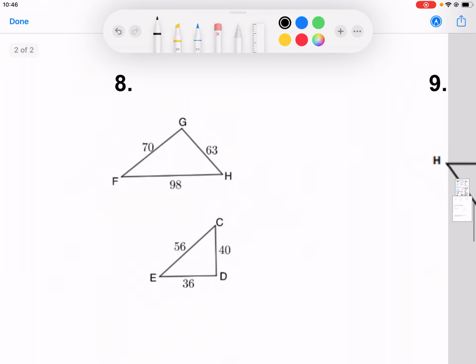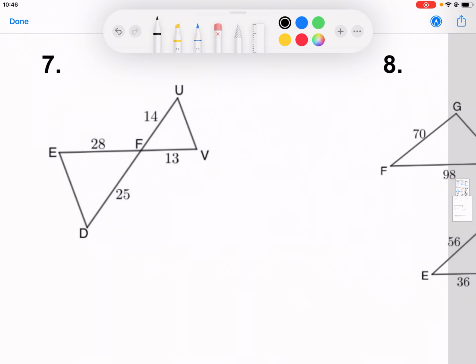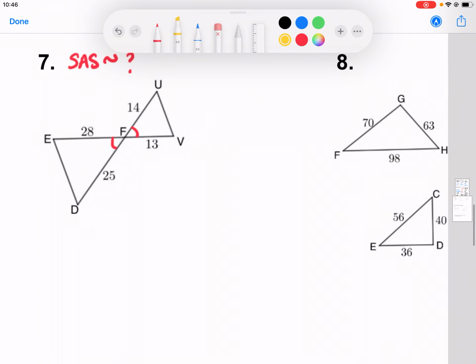Let's do a few more of these, kind of get a better understanding. So for number 7, once again, if you see vertical angles, you have those. So this is another possibility of side angle side similarity. We've got to check though to see if it's actually similar. And we're going to go ahead and do some division.